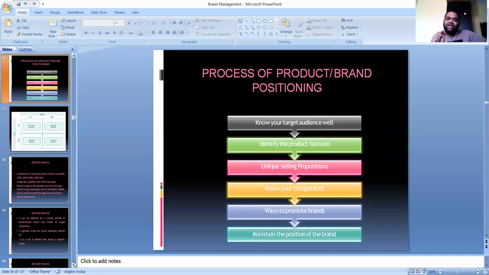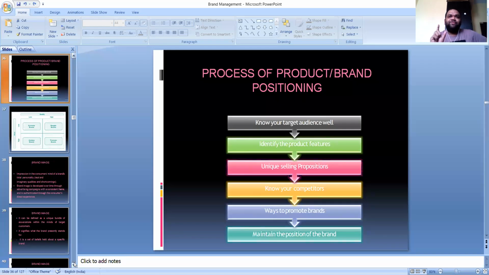So this is also a very different area, that is the different ways to promote brands. Yes, we have advertisements, we have different things, but if you want to promote your brand, what are the ways you have to choose? Then we have to choose and maintain the position of the brand. Whatever ways you want to promote your brand, and whatever position you want to give to the customer's mind, that is the target customer's mind, you have to maintain that.